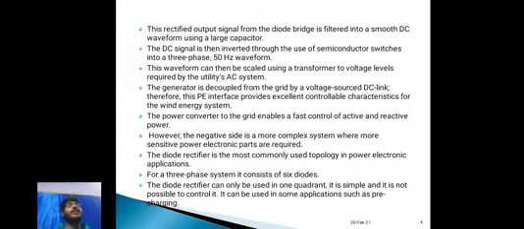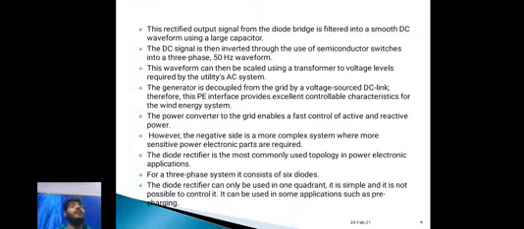The capacitor is an energy storage device. It maintains the voltage level from the DC chopper output into the grid. The waveform is scaled by the transformer to the voltage level of the utility AC system. The generator is decoupled from the grid by the voltage source DC link. The power electronics interface provides excellent controllable characteristics for the wind energy system. The power converter to the grid enables fast control of active and reactive power.